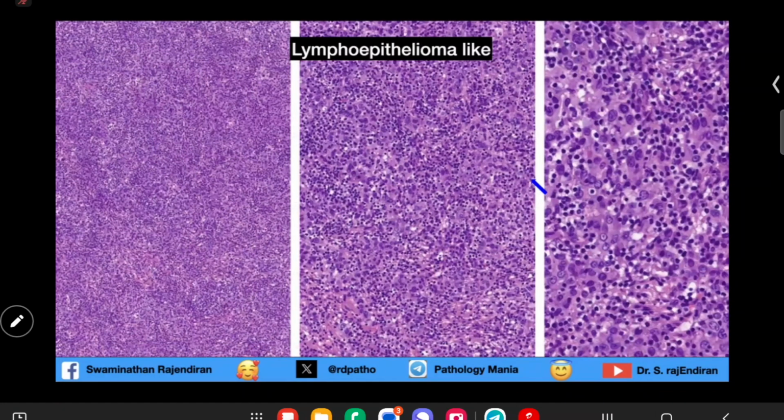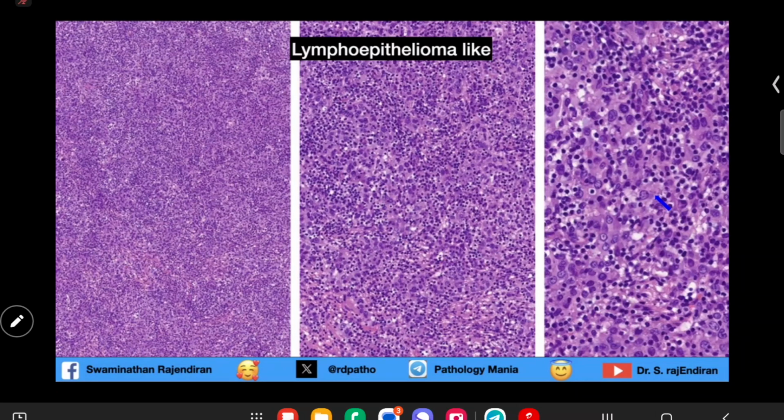This is a carcinoma in the low power. It looks like inflammatory. Medium power, you can see some pink cells. In high power, you can see nice tumor cells. So these are lymphoepithelioma-like carcinoma. They may look like thymoma also, type B thymoma.